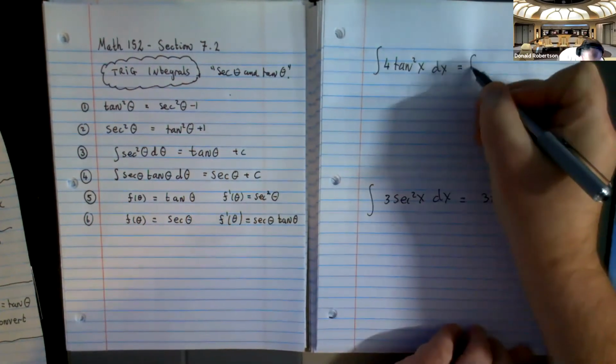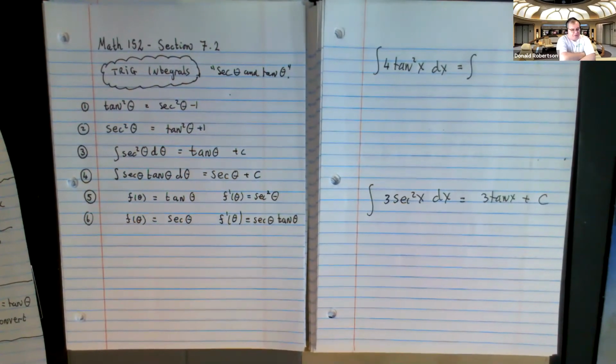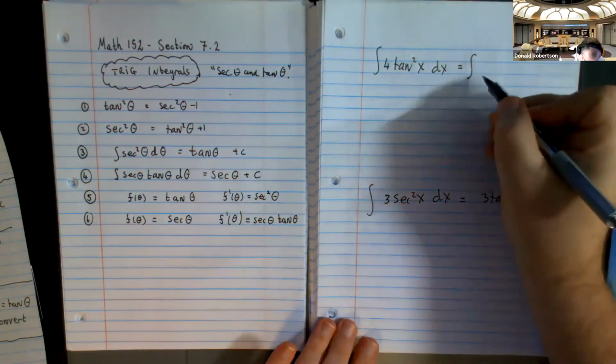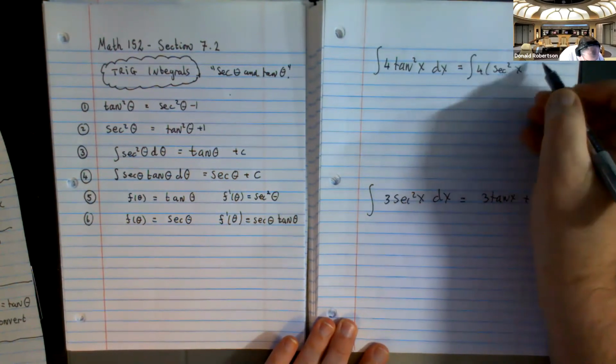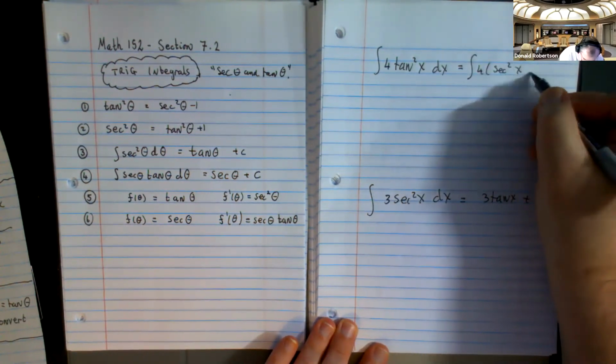Any suggestions for what I might be able to do if I don't know how to integrate tan squared? And don't think u subs. Don't even go there. It doesn't help. Just change it to secant squared minus 1.